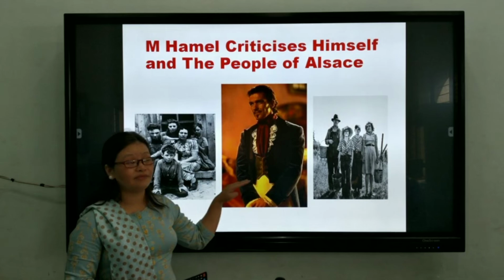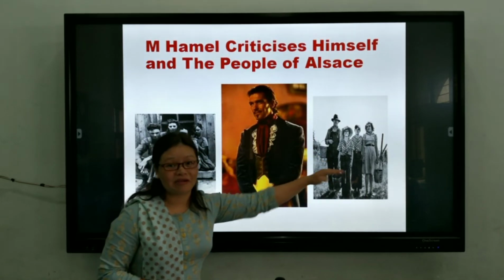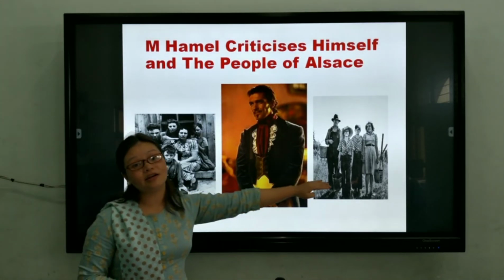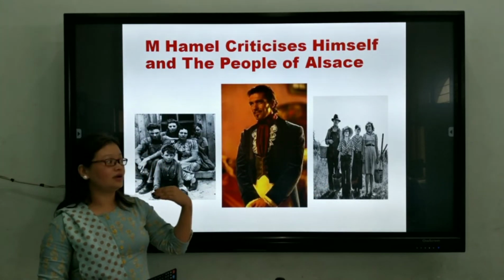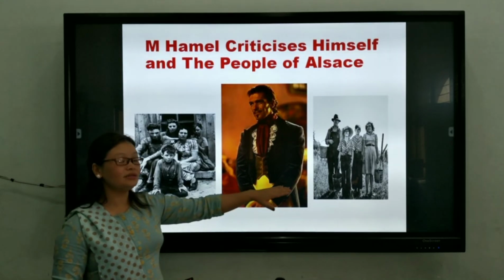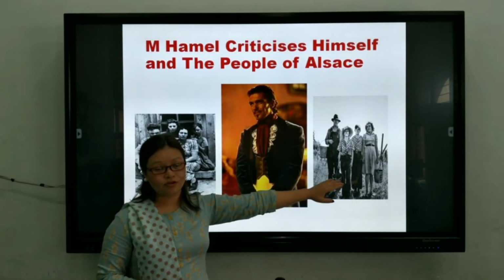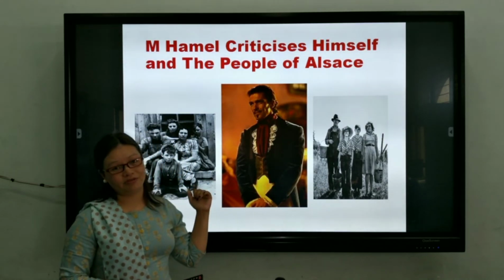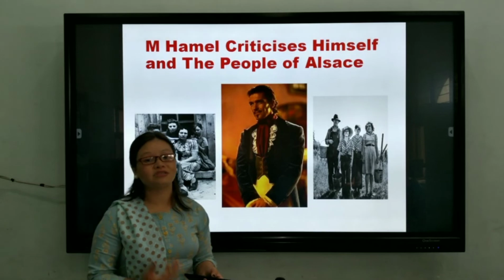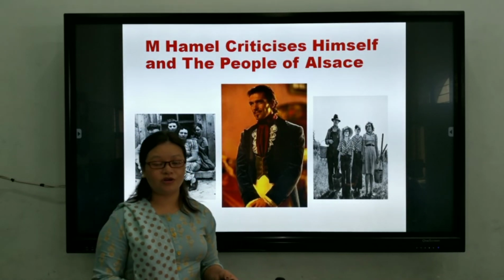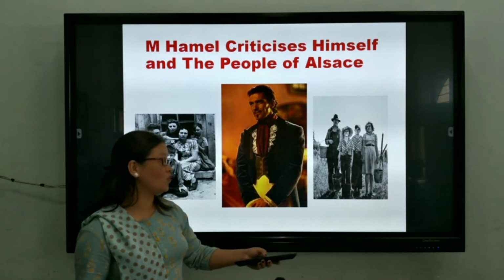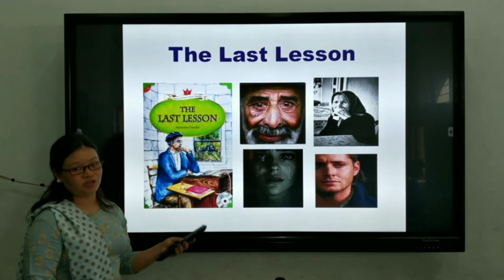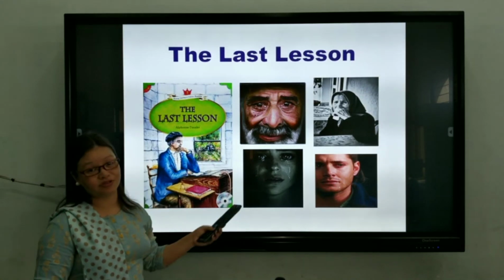So he blames himself, and he also blames the parents, because they were not so serious or interested in the children learning their language, French, their mother tongue. That is how he blames himself and the parents. It was a very sad moment, not only for him but for the whole people of Alsace and Lorraine. And you can see in the image here how the people were reacting to this.